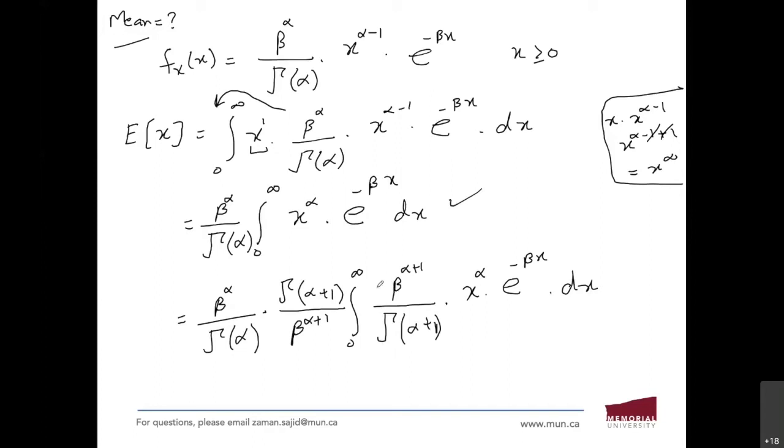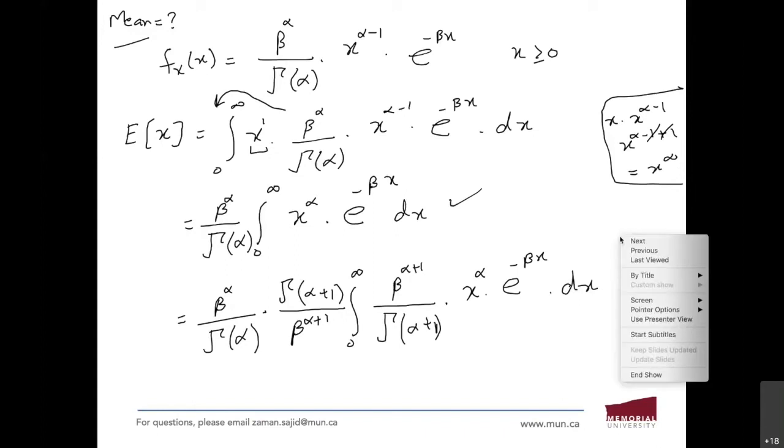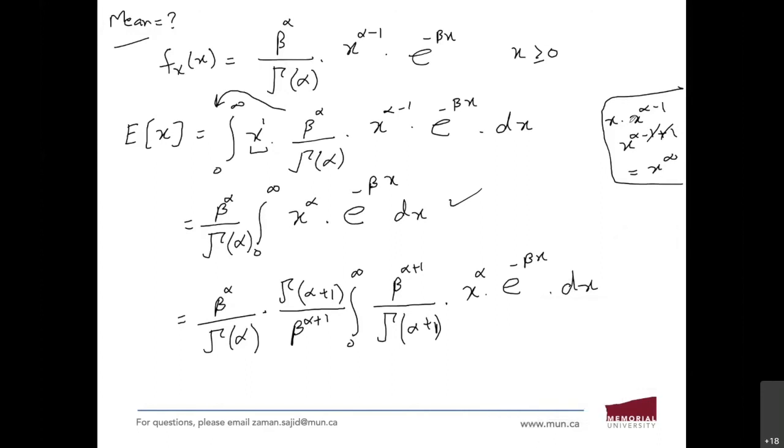Now, why am I introducing this? That's because the integral over the gamma density is equal to 1. By that I mean to say, let me change the color here. This term is equal to 1 by definition. So I can get rid of all of this. So in the next term I have beta power alpha over gamma function of alpha times gamma function of, oh, sorry, that's a gamma function.